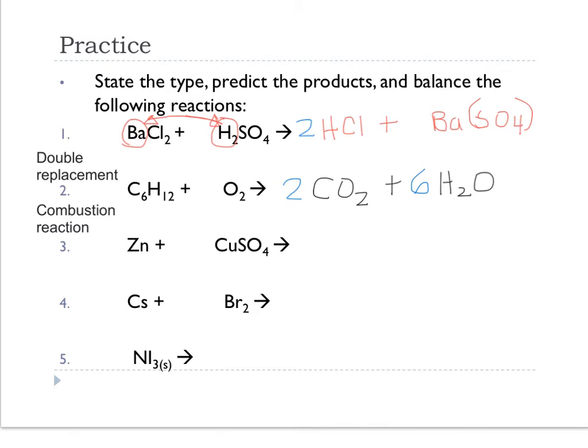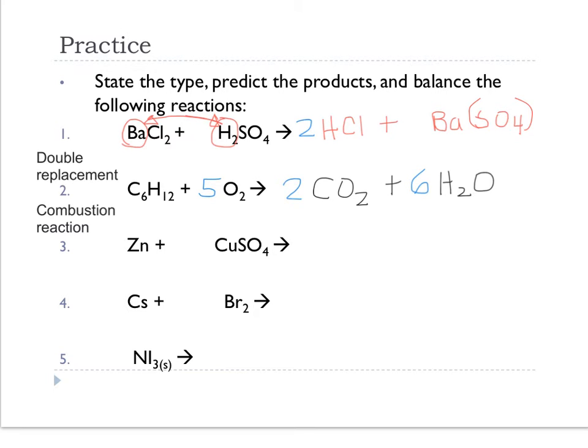And I usually do oxygen last. So I've got 2 times 2, or 4 oxygen, plus another 6 from the water. That gives me a total of 10 oxygen atoms on my product side. To get 10 on the reactant side, I'm going to make this coefficient 5. So combustions are really relatively easy for predicting products.